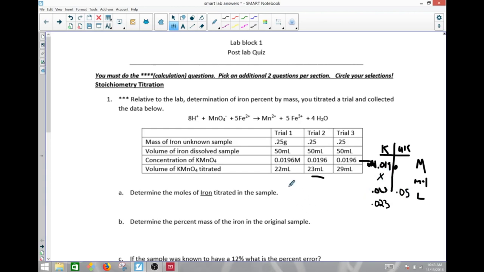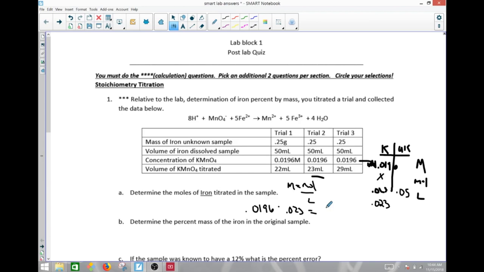In this case, molarity equals moles per liter. I'm solving for moles, so it's going to be 0.0196 times 0.023, and this gives me my moles. Calculator wise, I'm getting 0.0196 times 0.023 equals 4.5 e to the negative fourth.